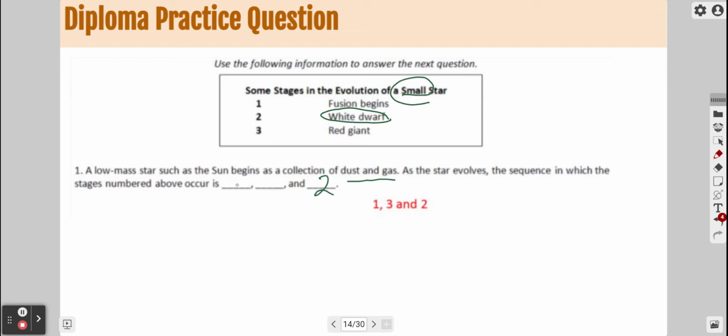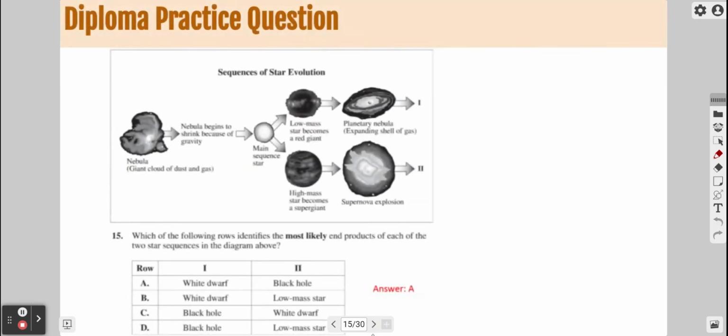Fusion begins when it turns into a star, into the low mass star. So that's the first step after the nebula. And then the red giant is the step in the middle there. So it's mostly the parts of the life cycle of the star that you need to know in the order that they would occur. All right, let's take a second to read this question.